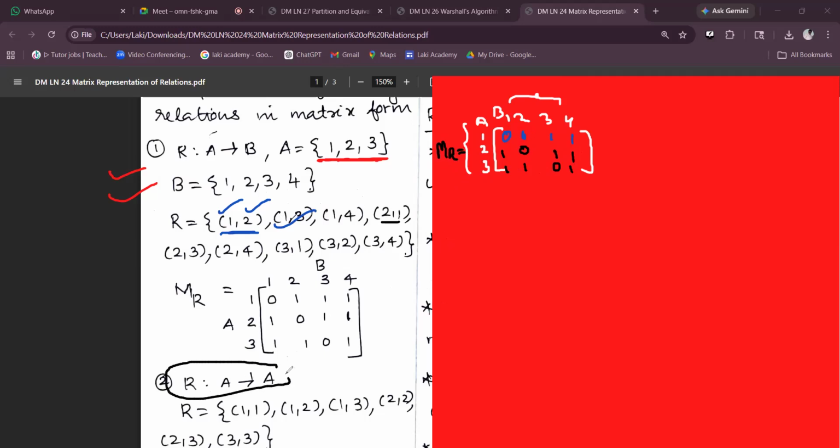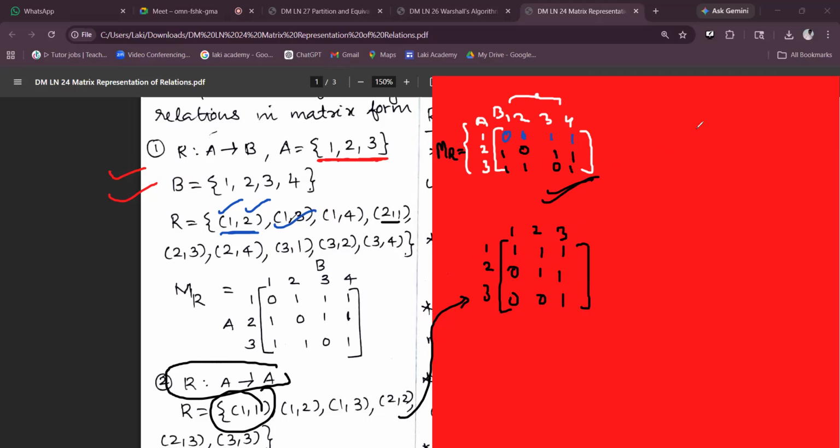If both are the same set, A, then it will be what? A square matrix. 1, 2, 3. So 1 is related with 1. 1 is related with 2. 1 is related with 3. 2 is related with 2. 3. And 3 is related with 3. This is second. Understood? Okay.